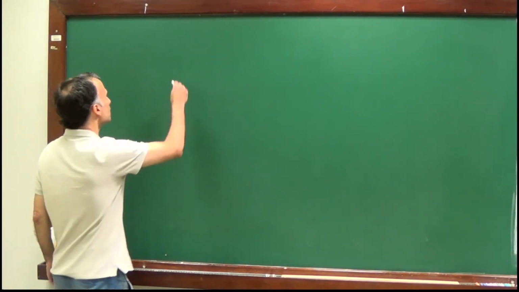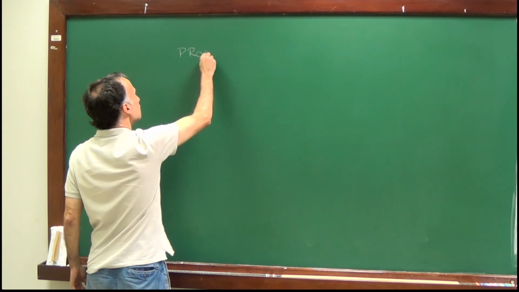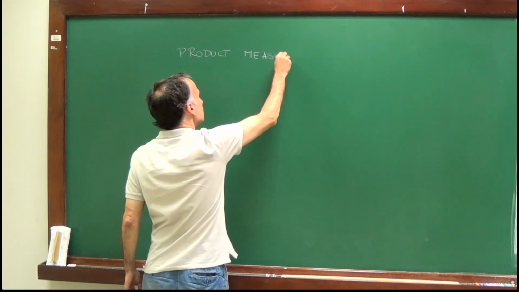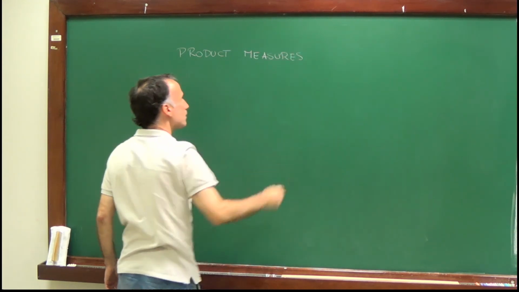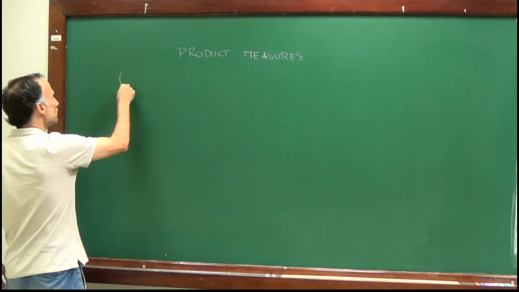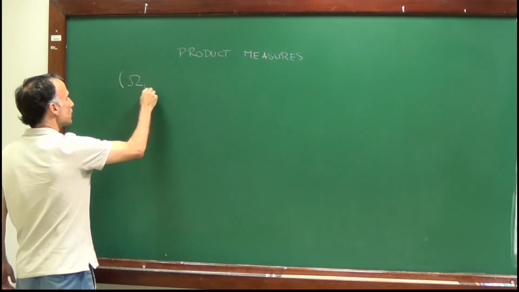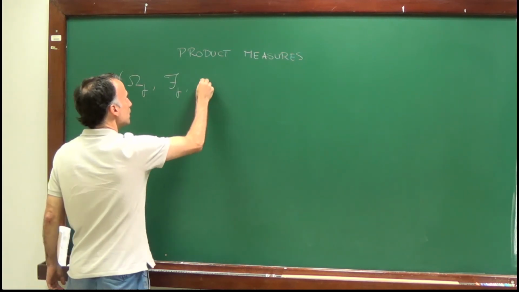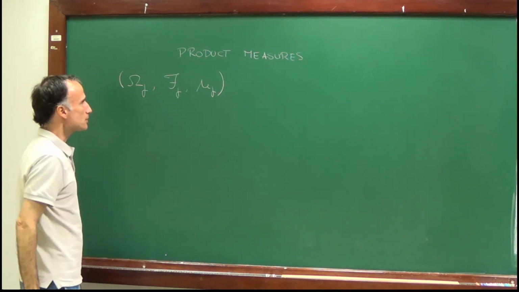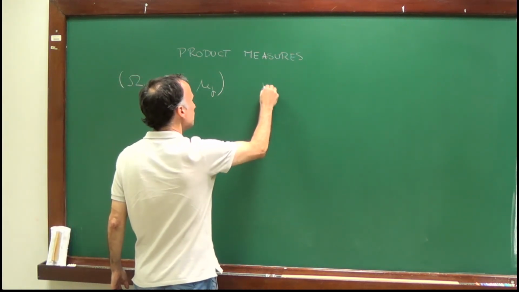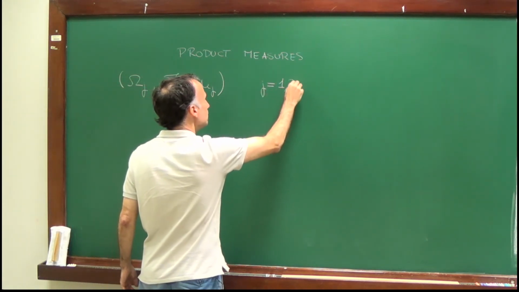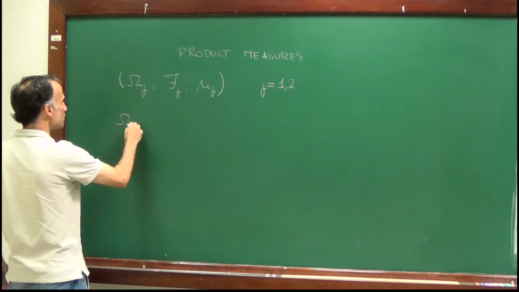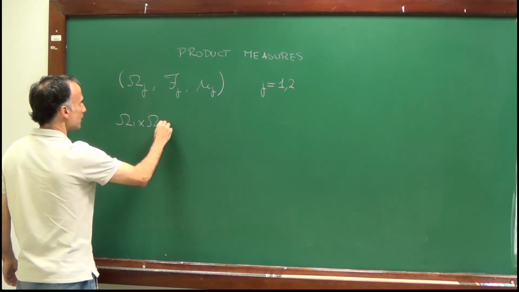So in this lecture, I will discuss product measures. So I'm starting from some measure space. So I have Omega j, then sigma algebra Fj, and some measures mu j. Let's say for the moment that I have two of them, and I want to consider the product space, which is Omega 1 times Omega 2.